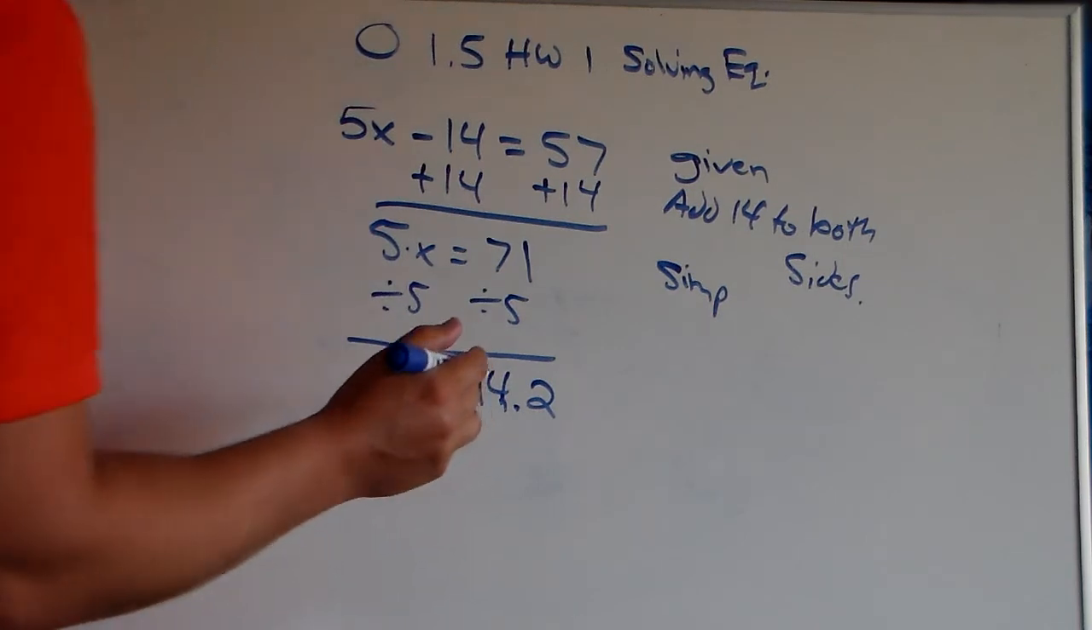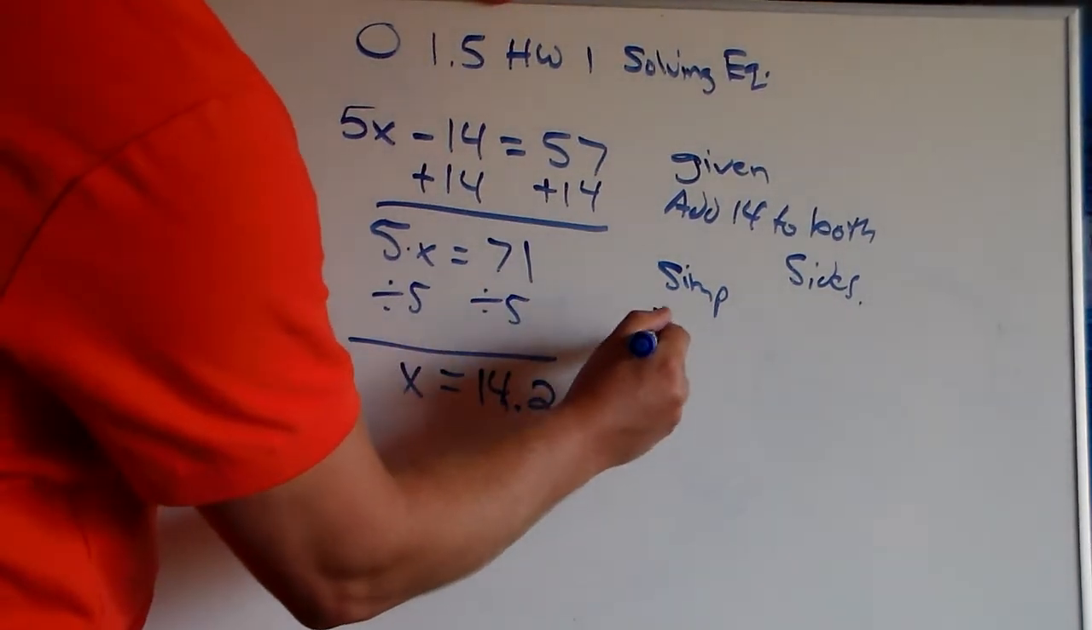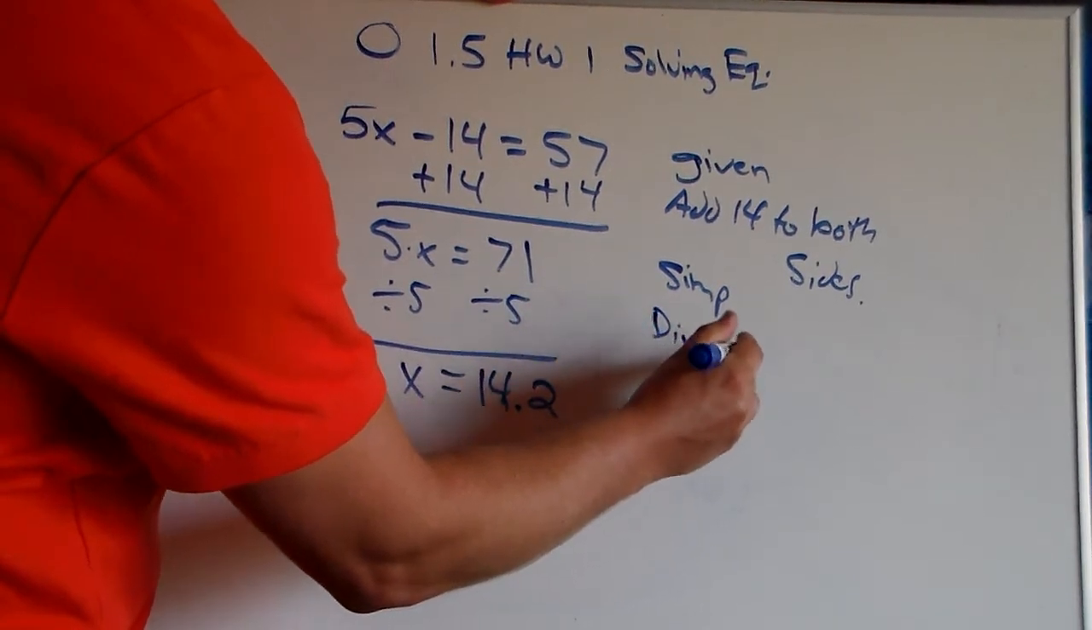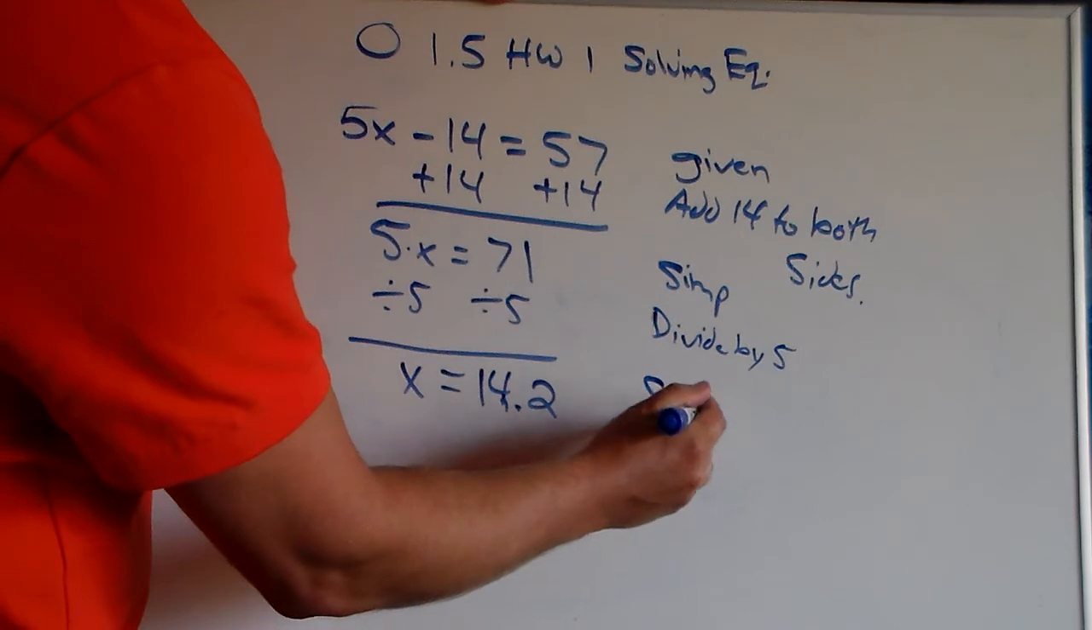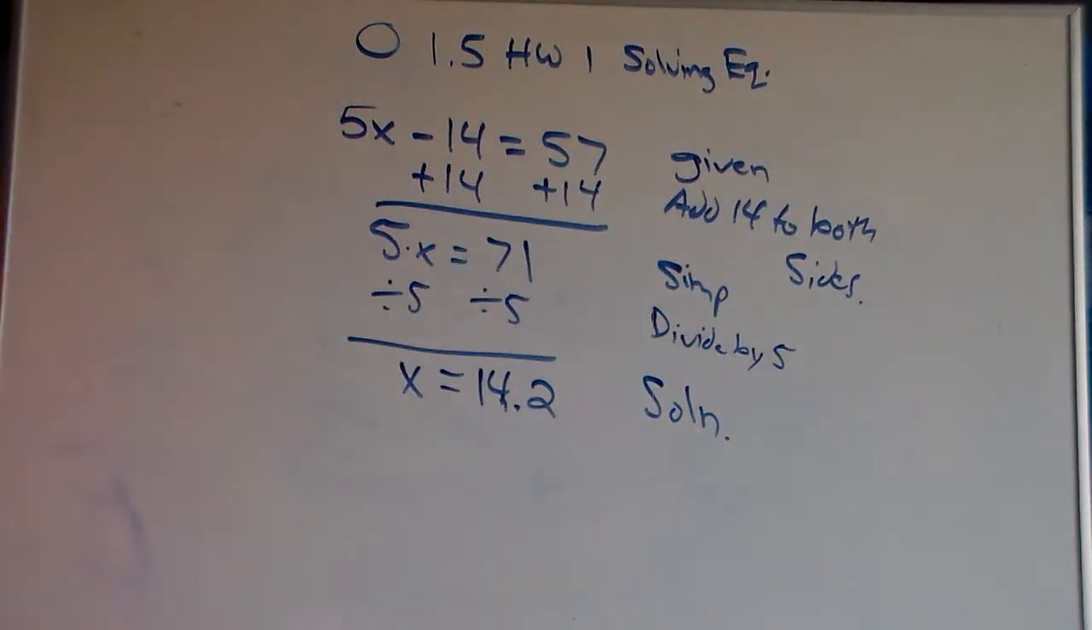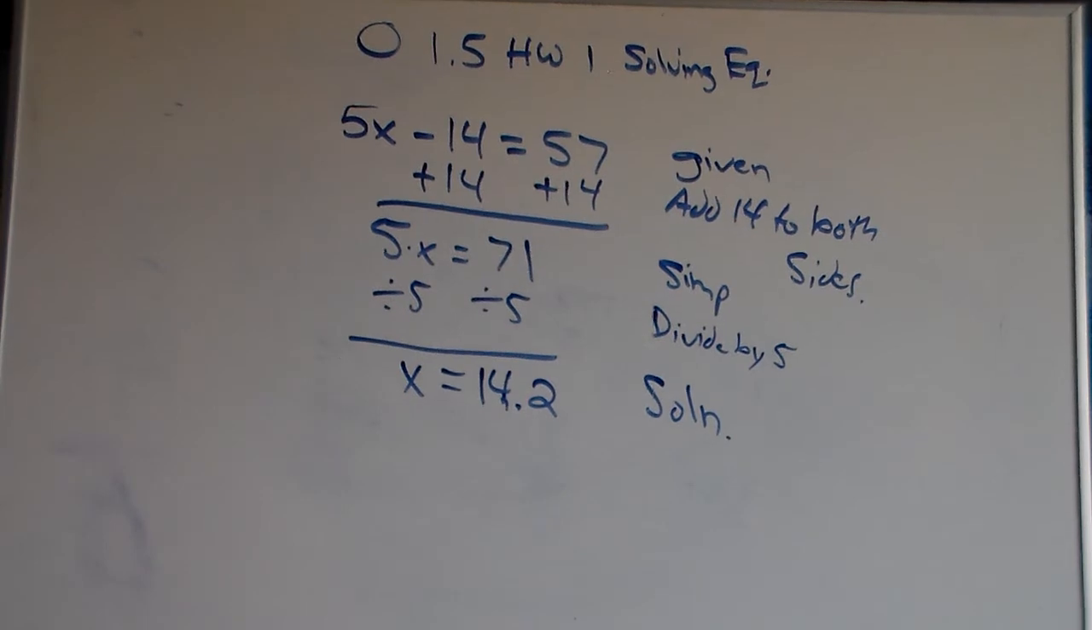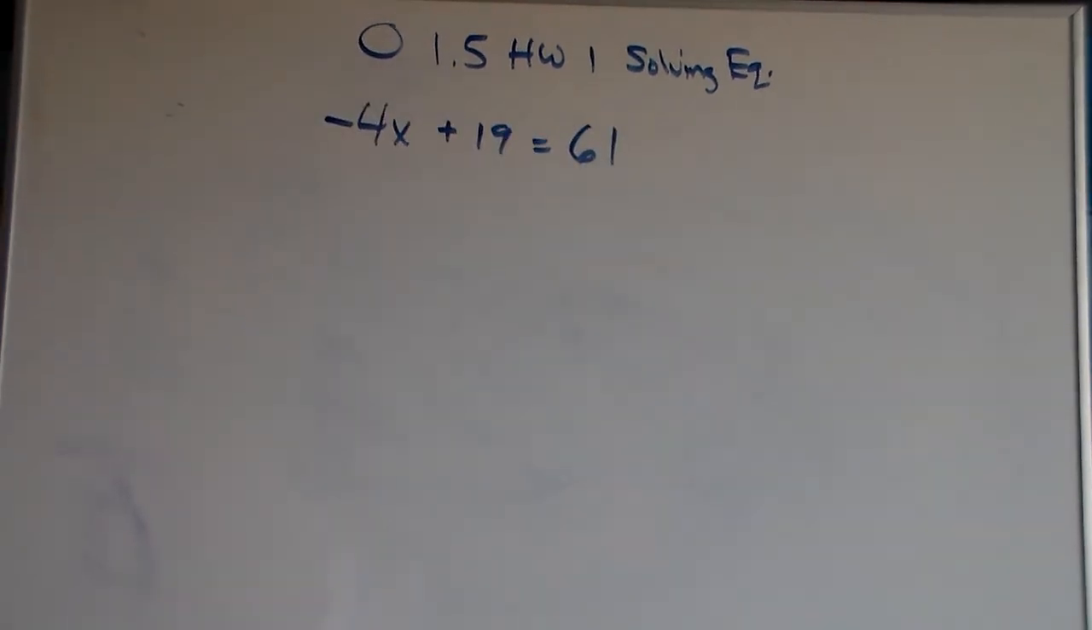Let's make sure we write all our work down. Here on the side, we divide by 5 over here. And then we have our solution. That's the answer to problem number 2, and how you go about solving these. Next up here is problem number 3, which says negative 4x plus 19 equals 61.